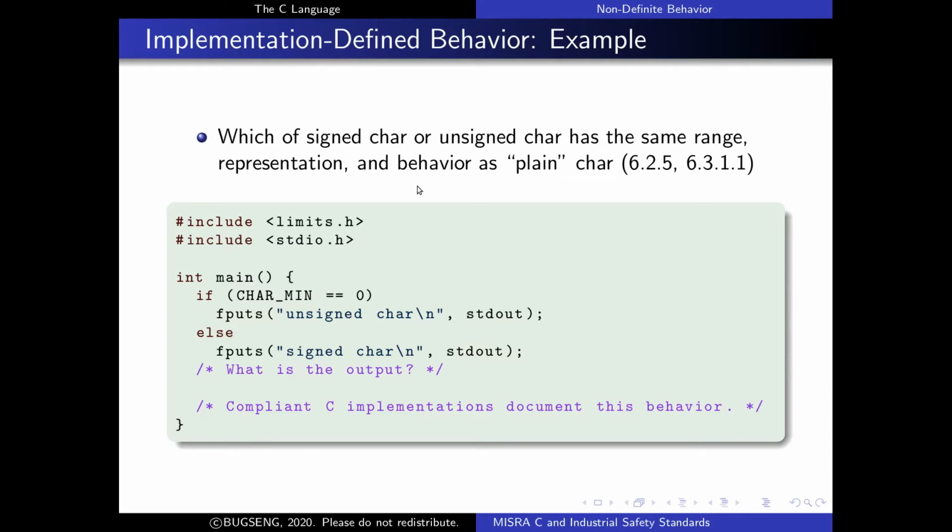It's implementation defined whether a plain character, meaning a char type which is not preceded by signed or unsigned, has sign or not. So this program tries and succeeds to understand this by using the standard macro CHAR_MIN, which is provided by the limits.h header file defined by the standard, to understand whether the minimal value for char is 0, in which case it is unsigned, or any other value, in which case it is signed.